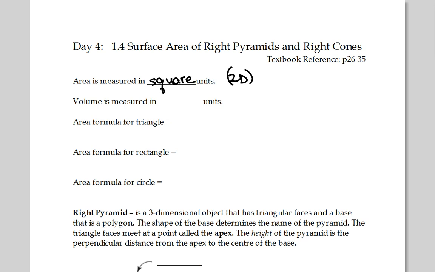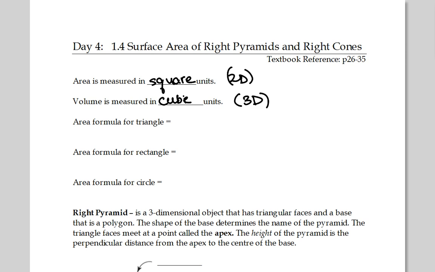Volume is measured in cube units because volume is three-dimensional. So for three-dimensional, you're thinking about like a box. Okay, and inside that box, you could fill it up with air.